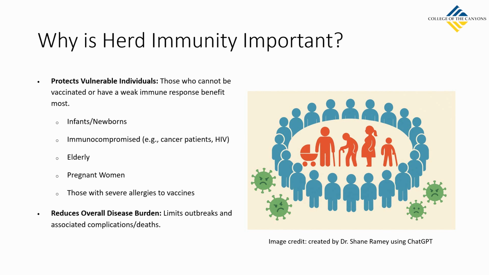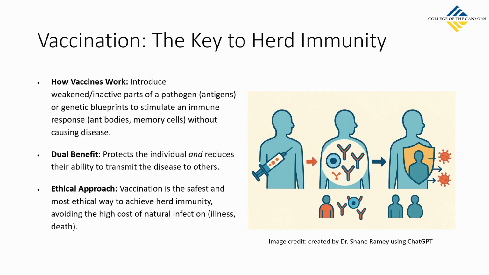So vaccinations really are the key to herd immunity. It's very difficult to achieve herd immunity without vaccination. Difficult, if not impossible, and if possible, it would come at a great cost in terms of healthcare-associated costs and deaths. So vaccines are a way to achieve herd immunity without those associated healthcare costs and deaths.